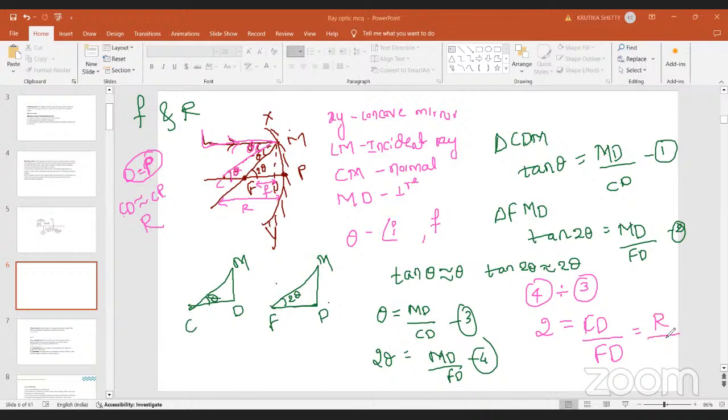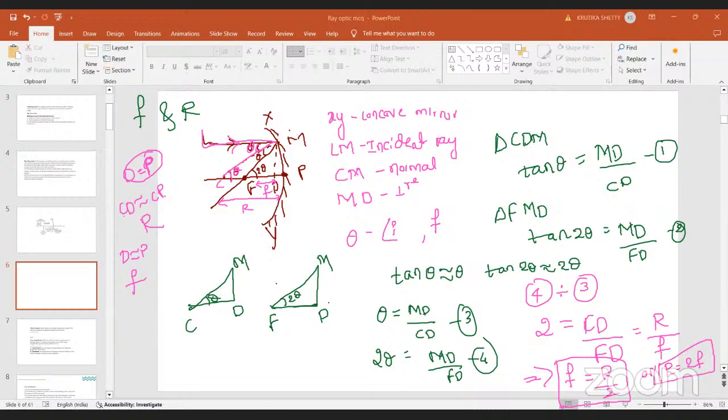Divided by FD. What is FD? F to D. Again, the D point is very close to the point P. So the distance between the focus and the pole is called the focal length. Therefore we can write it as R divided by F, or simplify it as F is equal to R by 2, the relation between focal length and the radius of curvature, or R is equal to 2F.